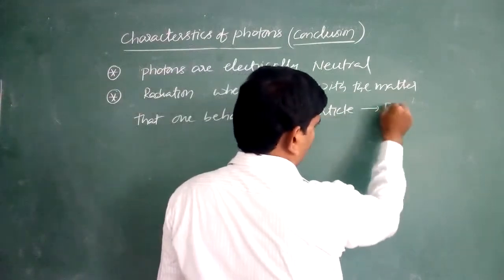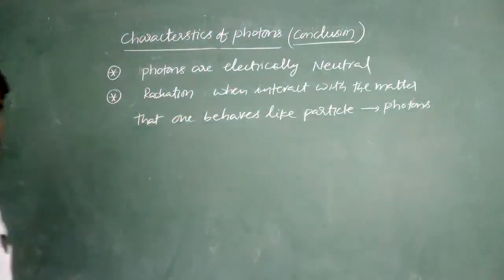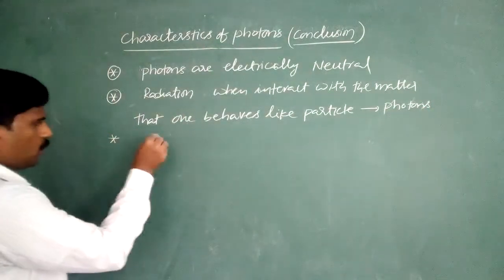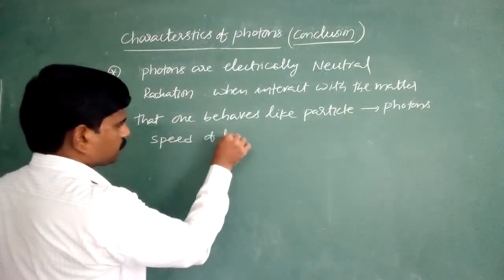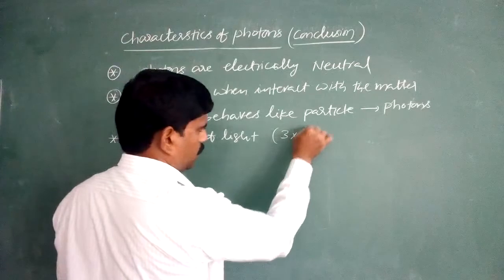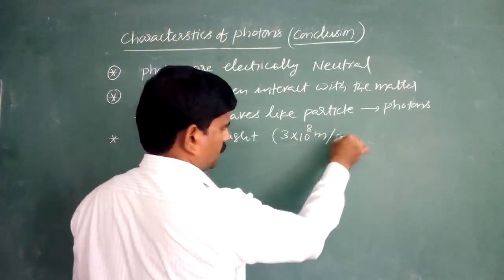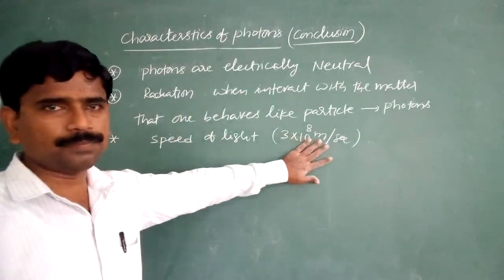So those are called photons. These photons are moving with the speed of light, that is 3 into 10 to the power 8 meter per second.